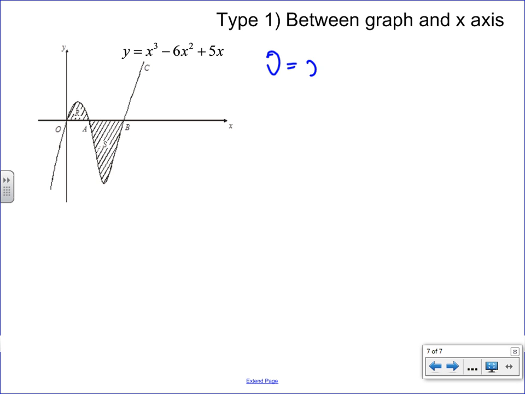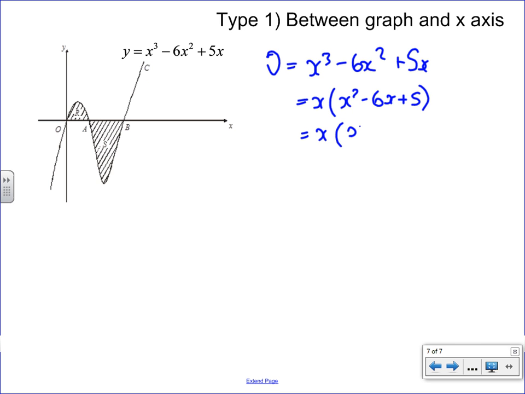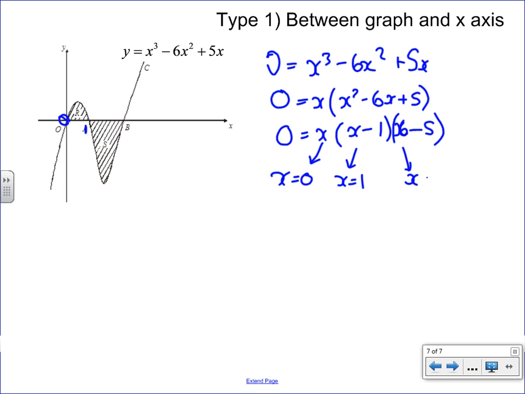0 equals x cubed minus 6x squared plus 5x, factor out x: x squared minus 6x plus 5, which I really hope factorises: x minus 1, x minus 5. Yes, that does look good. Right, that's all equal to 0. So in this case, x is 0. We've got that one there. We've then got x is 1, which is point A, and x equals 5, which is point B.